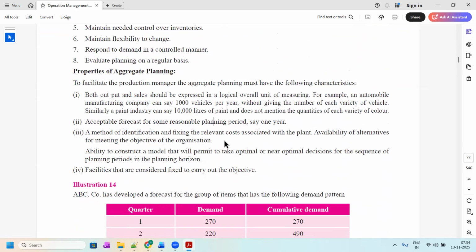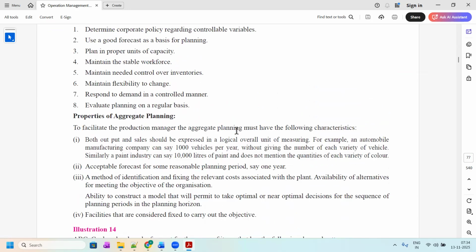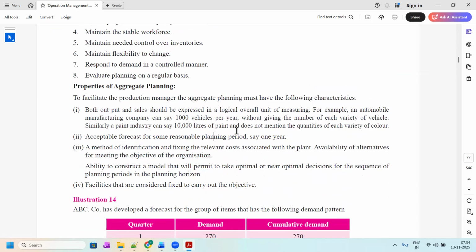Now talking about the properties of aggregate planning. What properties should aggregate planning have? The following characteristics help the production manager. First, it needs to have a logical unit of measurement. Both output and sales should be expressed in simple overall terms. For example, a car company might plan for 1,000 cars per year without specifying each model.